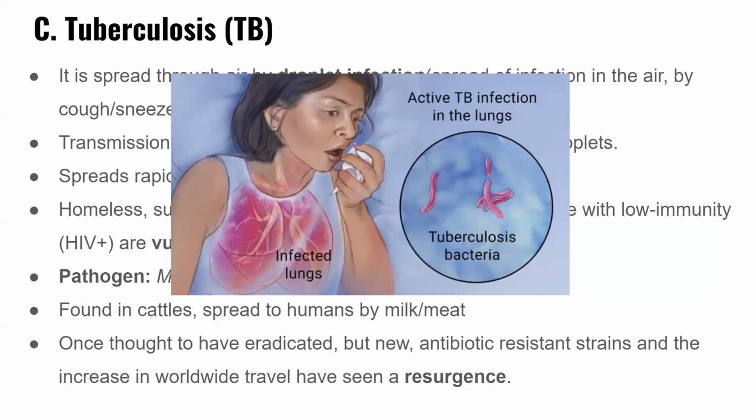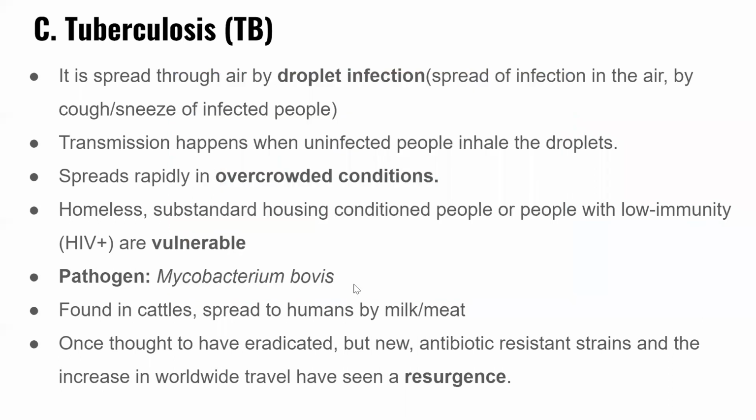Okay, so this time in malaria we studied the pathogen was a protist. In cholera the pathogen was a bacteria. Again we are studying about another disease that is tuberculosis, where the pathogen is a bacteria. So let's read about tuberculosis. Tuberculosis is spread through air by droplet infection.